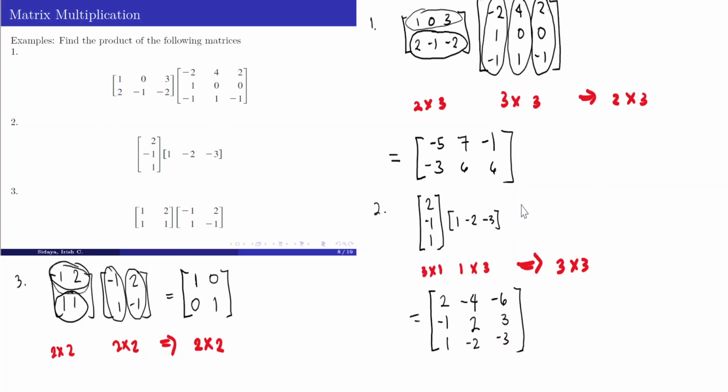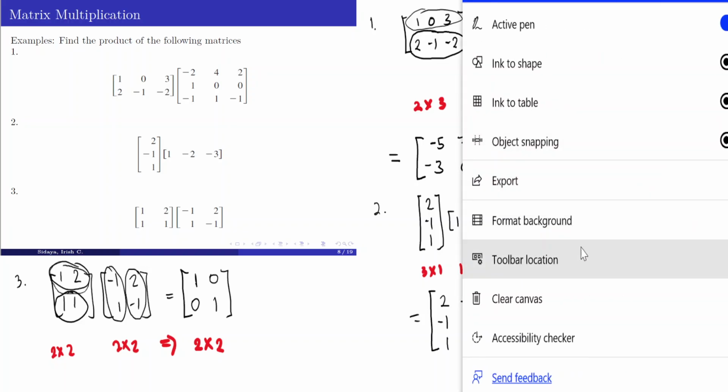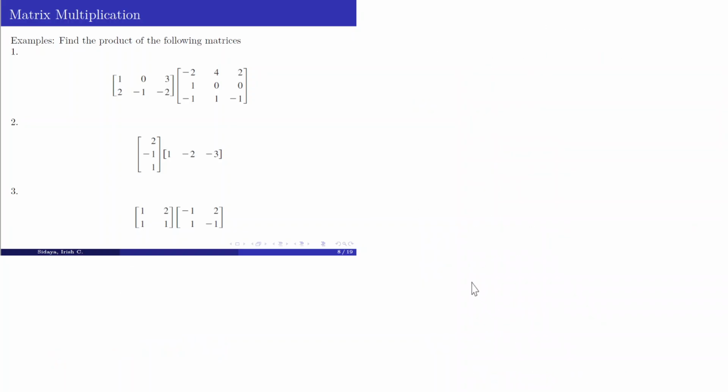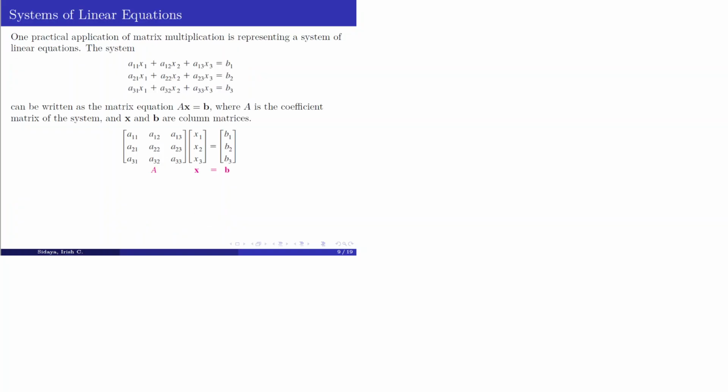Okay, so those are the examples of matrix multiplication. Now we have an application of matrix multiplication. This is representing a system of linear equations.